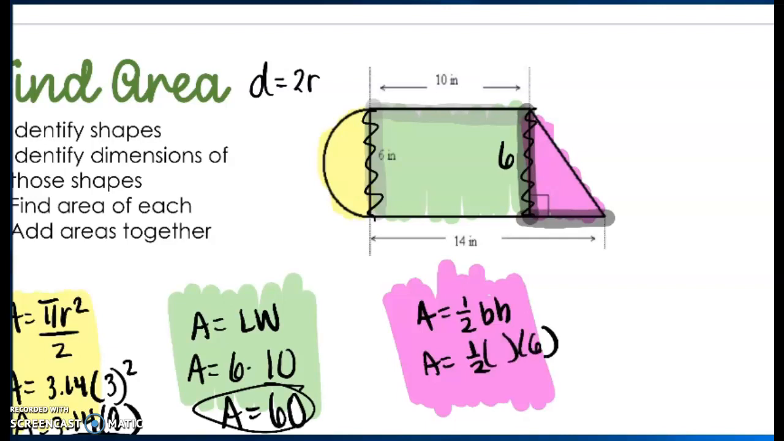It's 6. The base is a little bit trickier because they're telling you 14, but 14 goes all the way across there. So we have to look at what other sides go back and forth. The 10. Now we can use that information to figure out what that little piece is there at the end. A little side is missing. We know the total length is 14, so we're going to do 14 minus 10 to give us 4. So that's going to be what our base is. And then from there, we can do 1/2 times 4 times 6, which is 12.